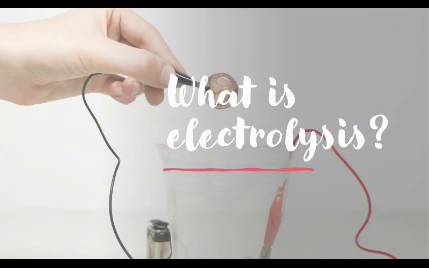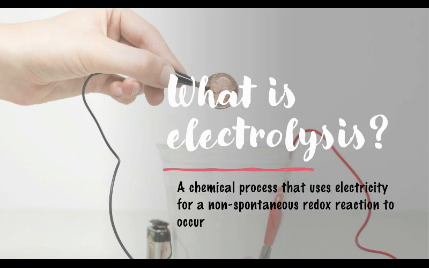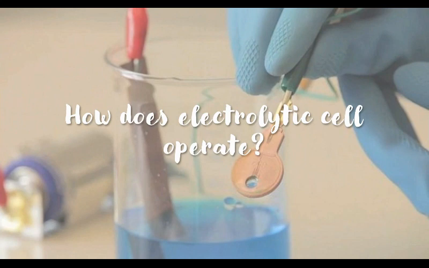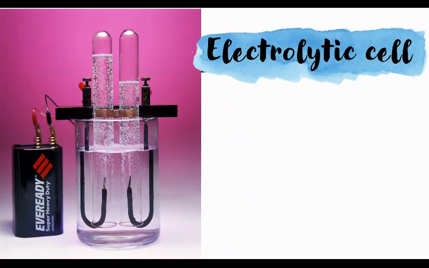First, what is electrolysis? It is a chemical process that uses electricity for a non-spontaneous redox reaction to occur. Next, how does an electrolytic cell operate? An electrolytic cell is a type of electrochemical cell.